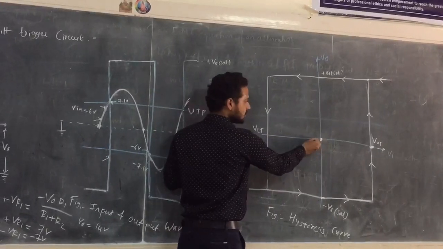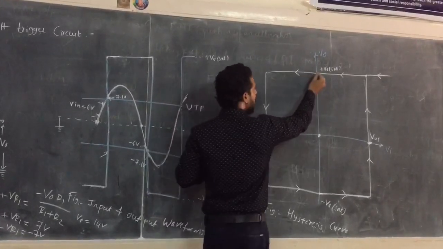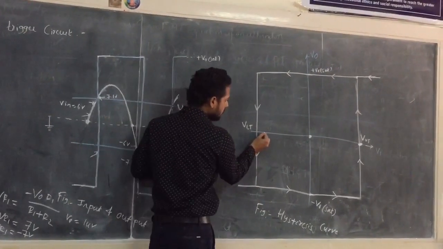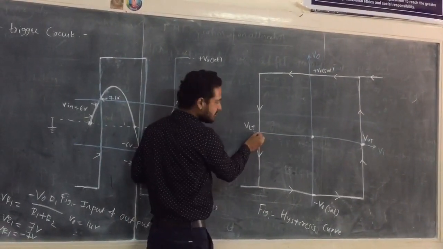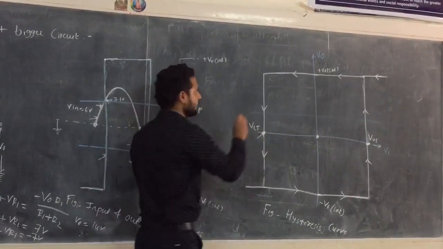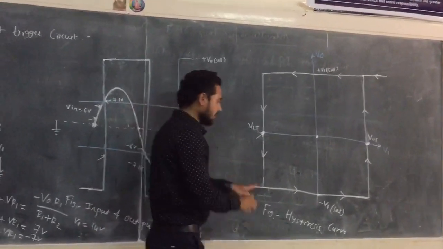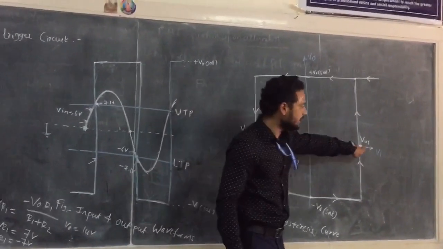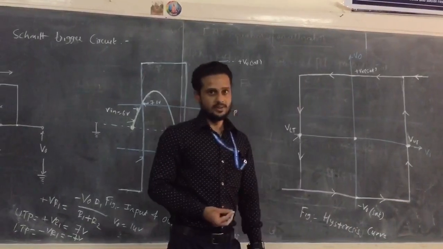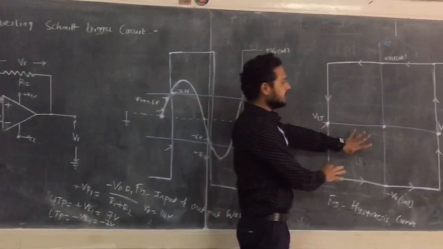Now go on varying the input voltage in the negative half cycle: minus 1, minus 2, minus 3, like that. Go on reducing the value of input voltage in the negative half cycle. Output still remains at plus V naught saturation. When it just crosses this lower triggering point, output switches from plus V naught saturation to minus V naught saturation. As long as the input does not again cross the upper triggering voltage, the output remains at minus V naught saturation, and the cycle repeats. The analysis of the circuit diagram waveform is the same thing being represented here.